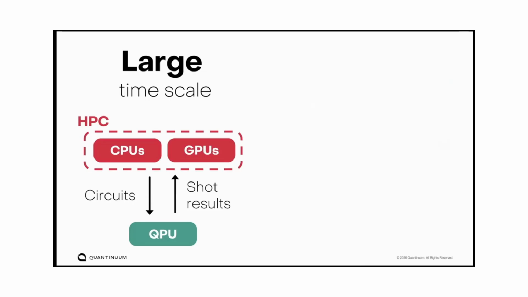An example application of this would be variational algorithms like VQE, where you send a circuit over, and then depending on what results you get back, you update some parameters in your circuit, right? And then you go again, and you repeat until you reach some ground state, right? So these are typical variational algorithms that fit into this large timescale quantum classical thing.